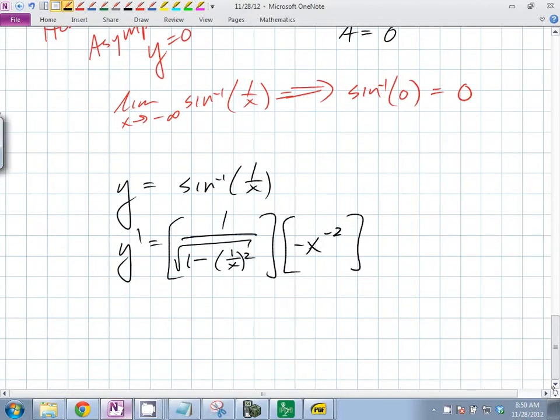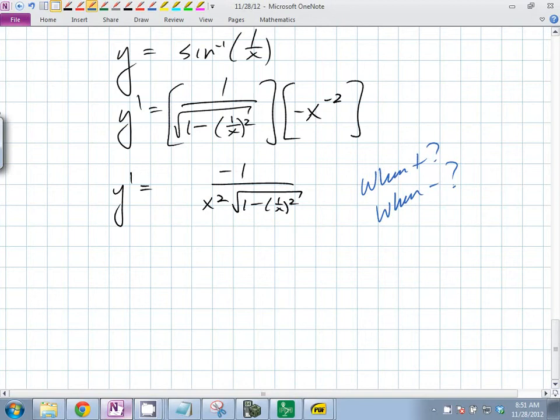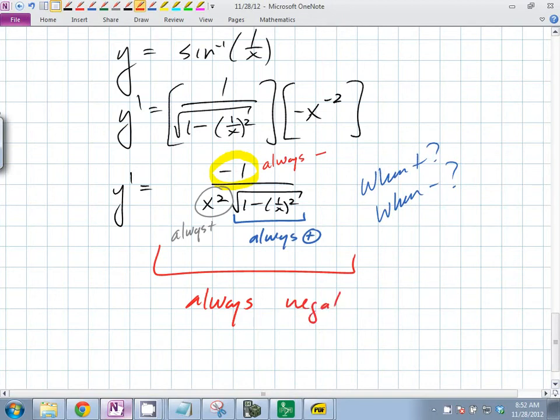Exactly. Very nice. So you have y prime is equal to negative 1 over x squared times 1 minus 1 over x squared. So we're interested in figuring out when is this positive and when is this negative. When positive, when negative. It's always negative. That's kind of cool.